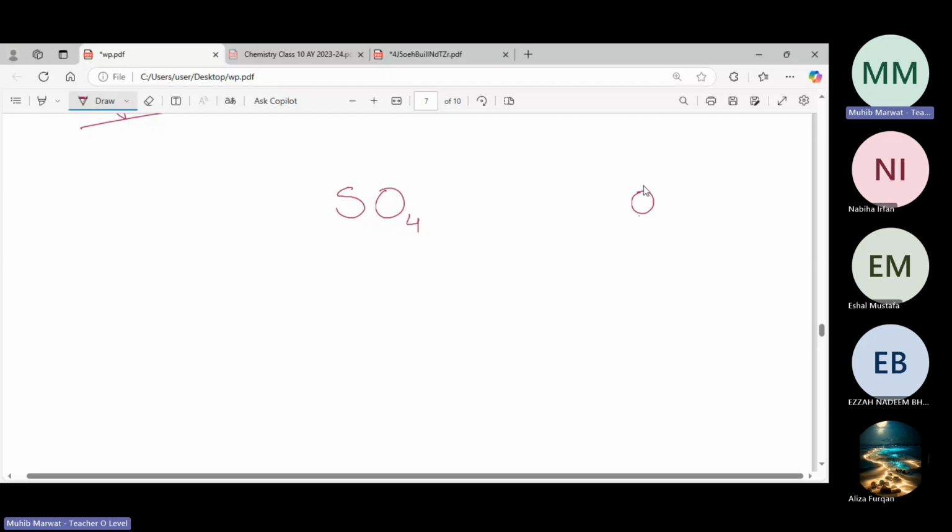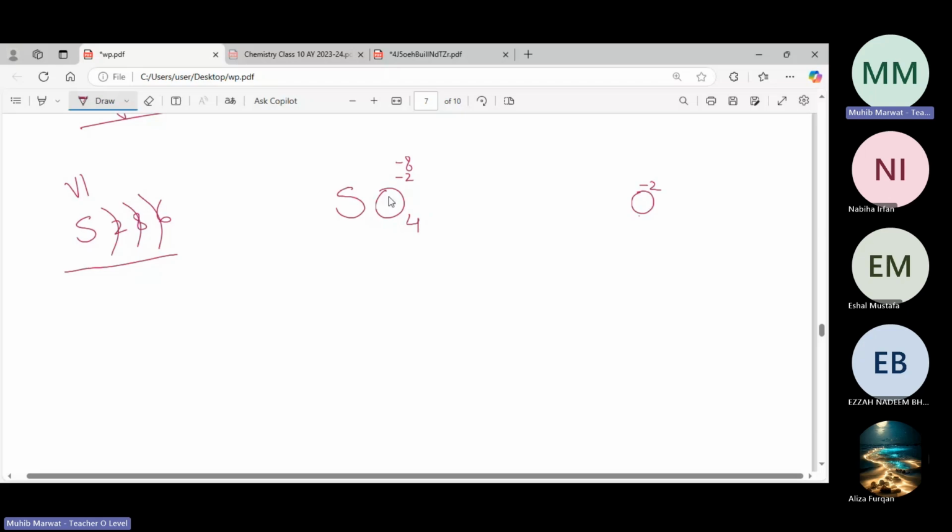Wait. The oxygen has a -2 charge. Do you agree with me? Yes. One oxygen has -2, so the 4 oxygen will have minus 8. What about sulfur? Sulfur is in group 6, right? It means it has 2 electrons in its first shell, 8 electrons in its second shell, and 6 electrons in its third shell. What will it do? It becomes -2, right?